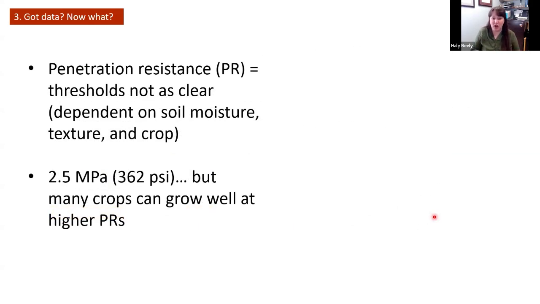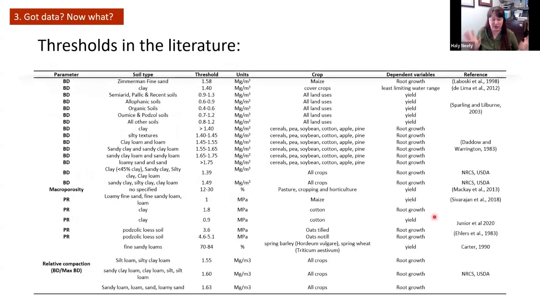Penetration resistance is even more convoluted, so there are really not very clear thresholds. Those measurements can be dependent on soil moisture, especially if you're using a hand-driven one, the texture, and also the crops. Crops have different sensitivities to different bulk densities and penetration resistance. One common value that's thrown around is 2.5 megapascals, but some crops can grow well at higher penetration resistances than that. In fact, I pulled this table. I know there's a lot going on in this table, but one of my other graduate students pulled all the literature she could find on different parameters and crops and what those thresholds were going to be.